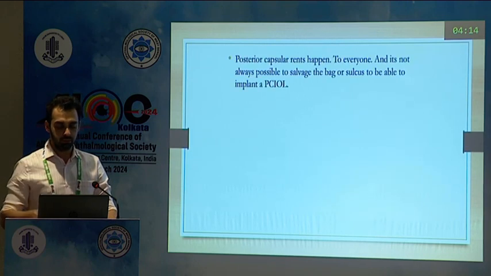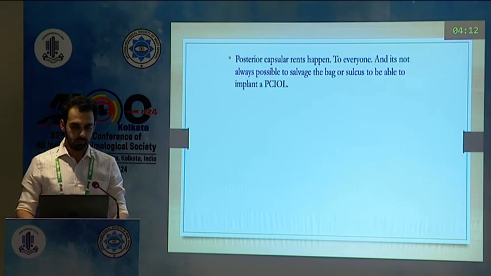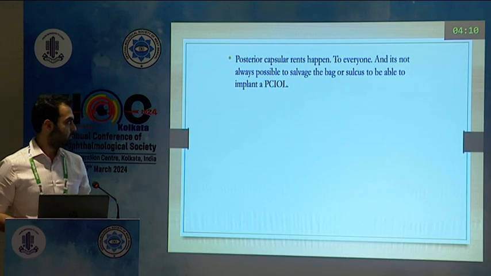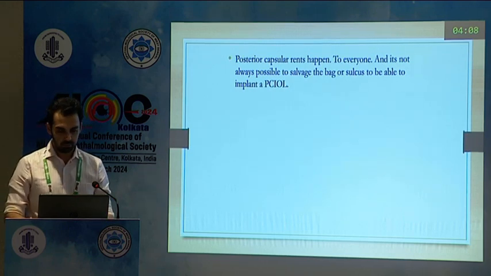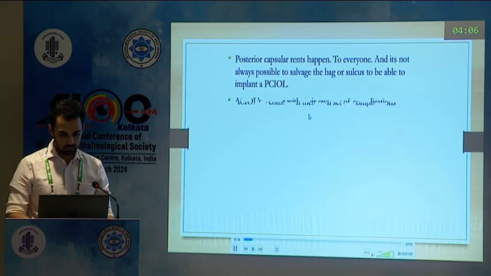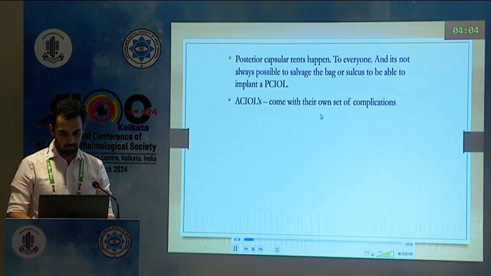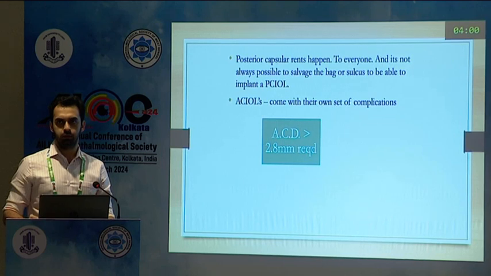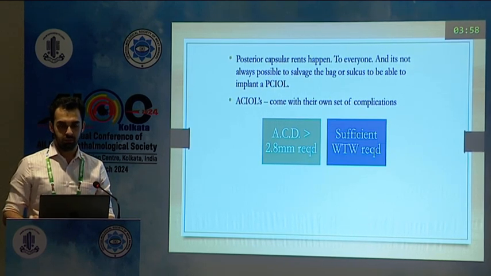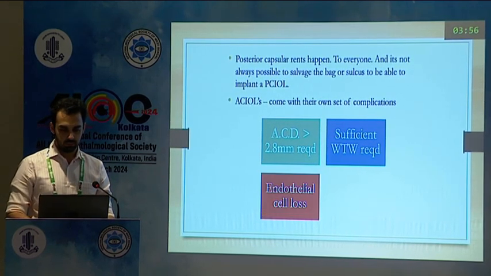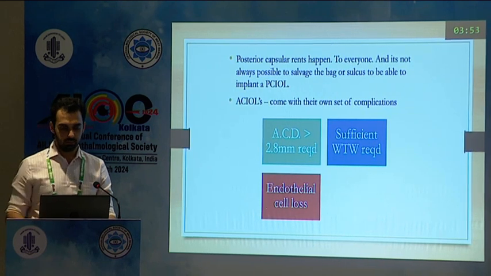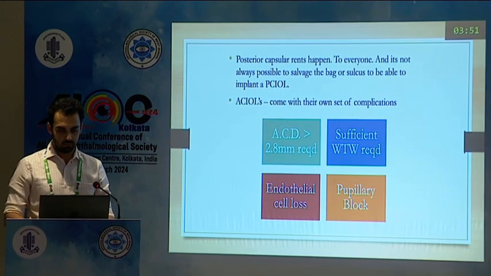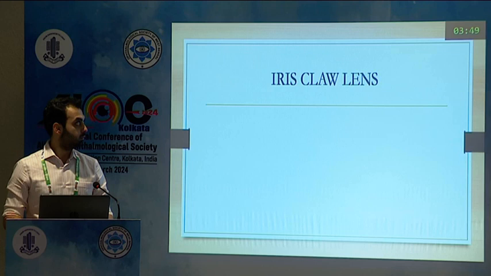Posterior capsular rents happen to everyone, and it's not always possible to salvage the bag or sulcus to be able to implant a PCIOL. The usual technique that was used in these cases was to implant an ACIOL, but those come with their own set of complications. An ACD of at least 2.8 mm is required, a sufficient white-to-white distance is required, endothelial cell loss is known to occur post-operatively, and pupillary block chances are relatively high.